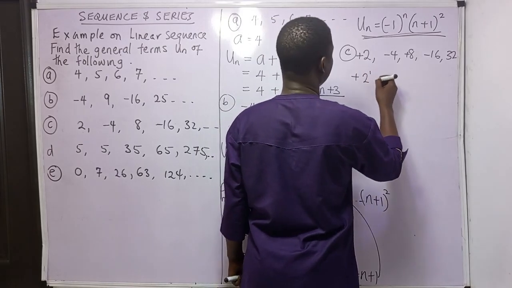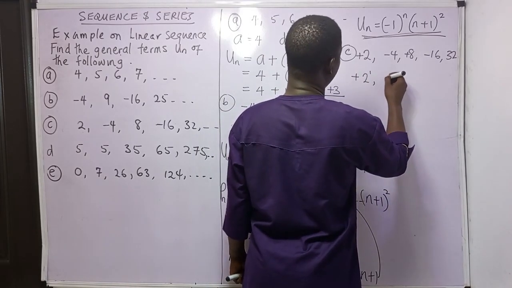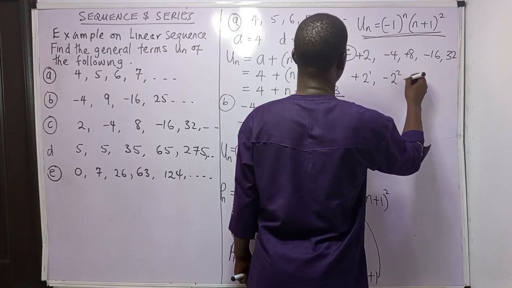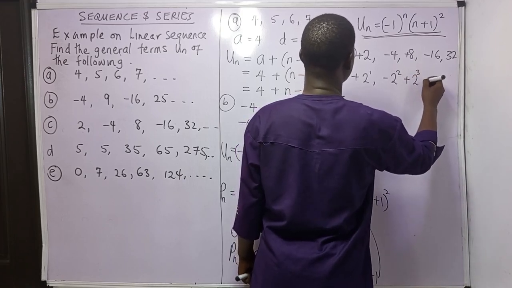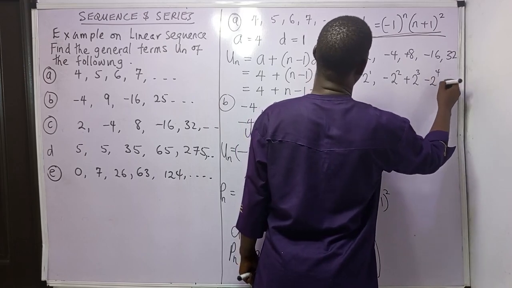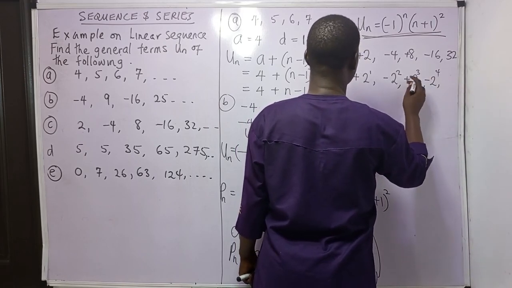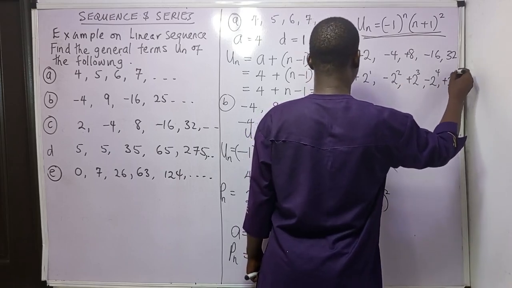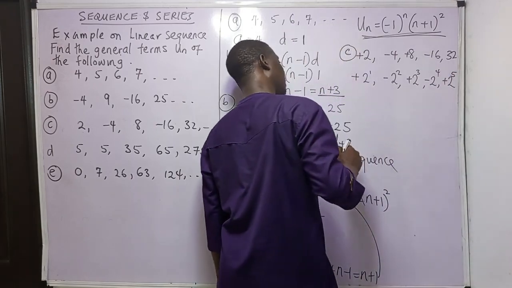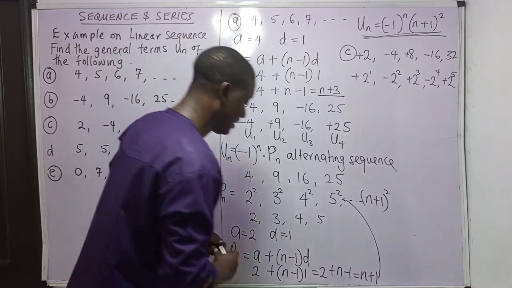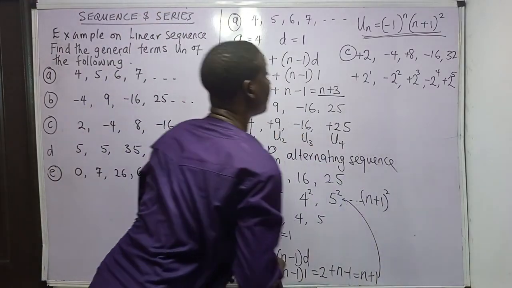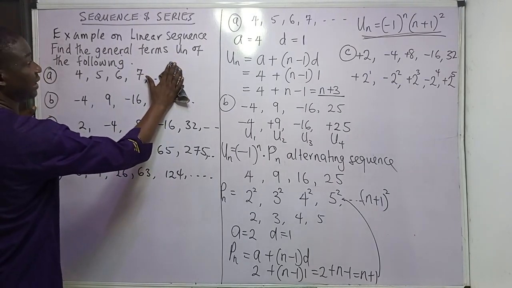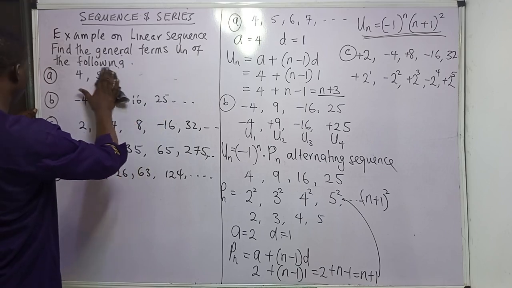Plus 2 raised by 1, comma, minus 2 raised by 2, plus 2 raised by 3, minus 2 raised by 4, comma, plus 2 raised by 5, comma. Meaning that something is increasing there. And what is increasing? 1 to 2 to 3 to 4 to 5 to 6. Then the 2 is constant there.